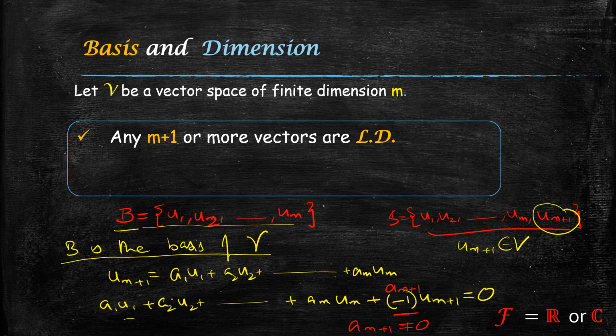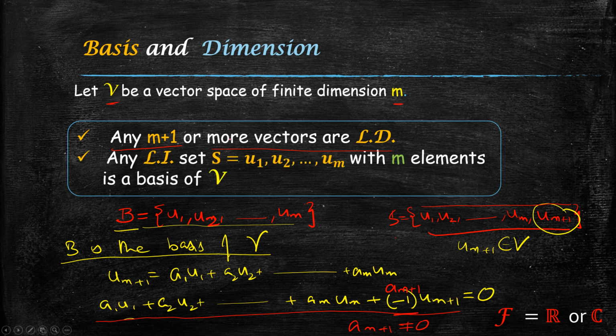Then by the definition of linearly dependent vectors, we can see here that if I write a linear combination of these m plus 1 vectors, not all the coefficients are 0. Okay? At least one is non-zero. So any m plus 1 or more vectors are linearly dependent whenever the dimension of vector space V is m.